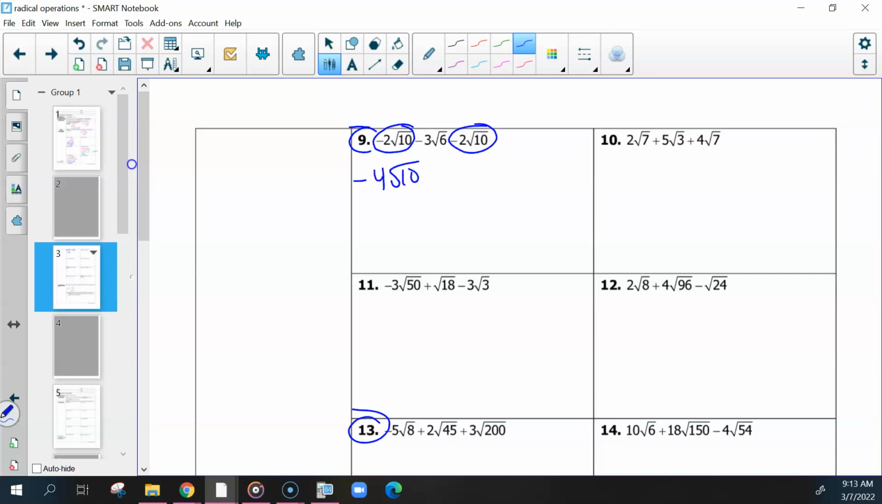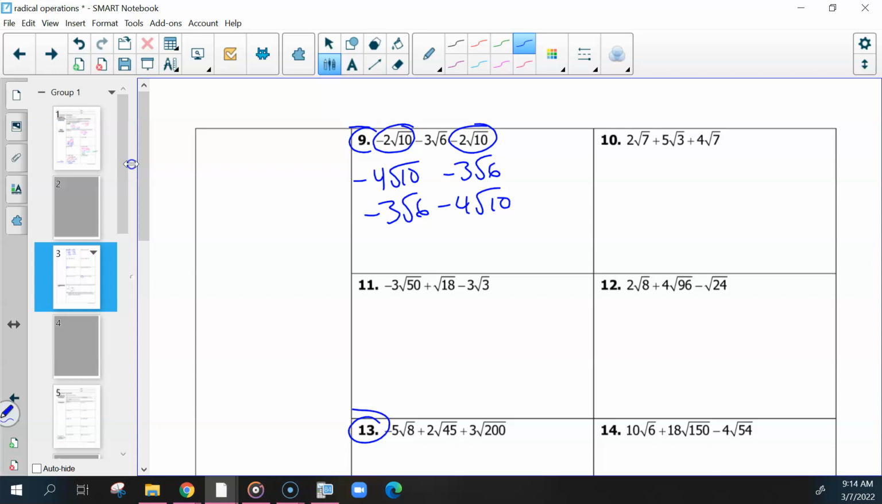Negative 4 times the square root of 10. And then we have minus 3 times the square root of 6. Hold on one second. The order here does not matter. If you put negative 3 times the square root of 6 minus 4 times the square root of 10, that would be the same thing. As long as you're keeping whatever the sign is the same. If you change that sign, then yes, it would change the answer.